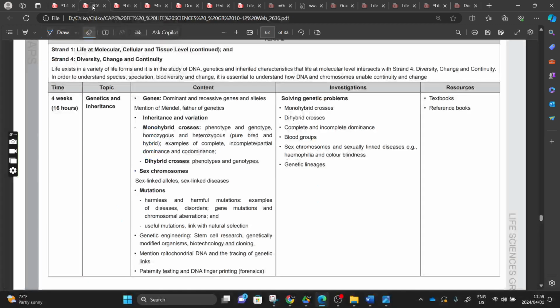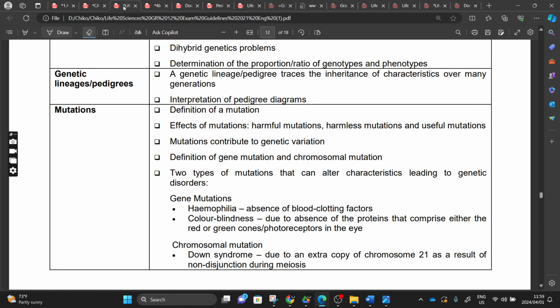So let's move on. I don't want to waste much of your time, guys. Here is our CAPS document, and here is our examination guidelines. In our examination guidelines, they say at the end of this lesson you should be able to interpret a pedigree diagram. So you should be able to identify a pedigree diagram. The moment you see a pedigree diagram, you should be able to say this is a pedigree diagram. Another thing, you should be able to interpret it.